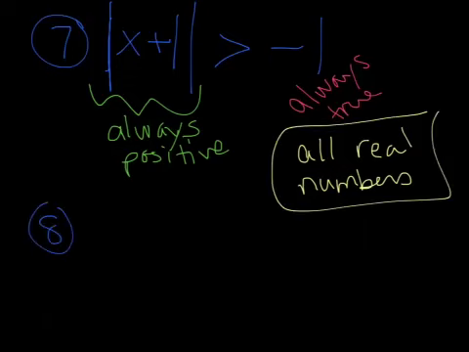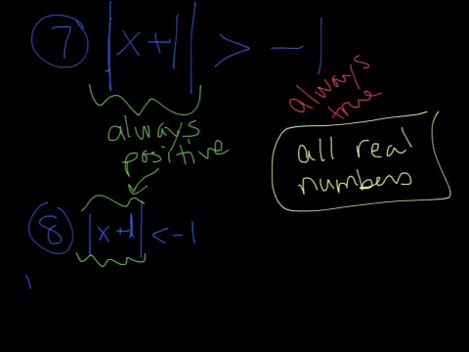A second special case is similar, except I switched around the sign. So once again, I know that the absolute value of x plus 1 is always going to be positive. As I said before, it's always positive. So a positive number less than -1. There's nothing that you can possibly put in for x so that you can get an equation, an inequality that works out and is true.